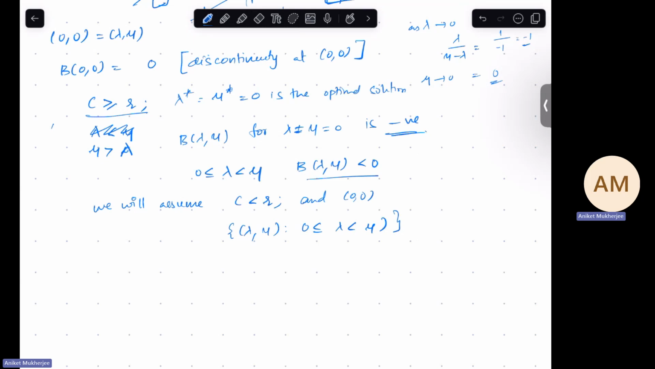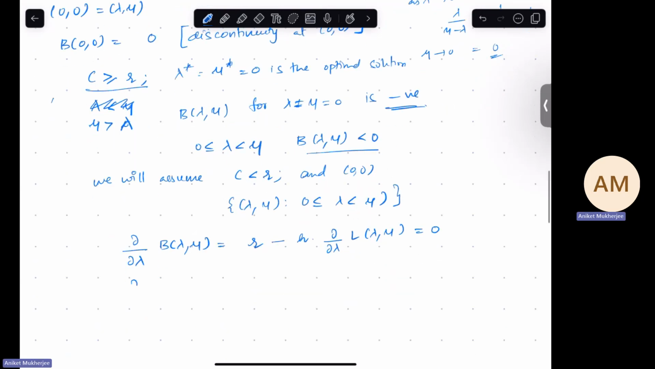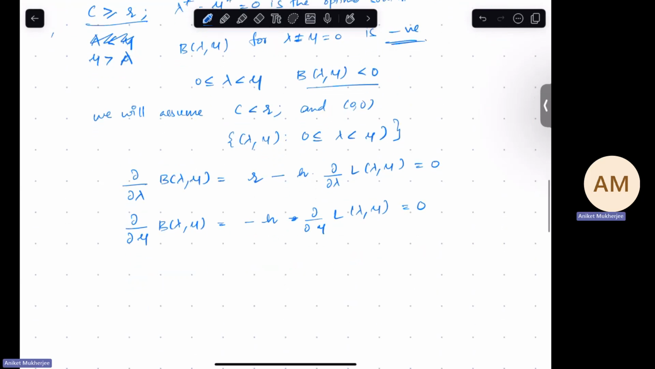So then what we do is we try to find the first derivatives, right? First derivatives we get: dou by dou lambda of V of lambda comma mu equals R minus H into dou by dou lambda of L of lambda, mu, minus C, this is 0. And similarly, dou by dou mu of V of lambda comma mu, which is minus H into dou by dou mu of L of lambda comma mu, minus C. So now you need to find these terms, right? Partial derivatives with respect to L.